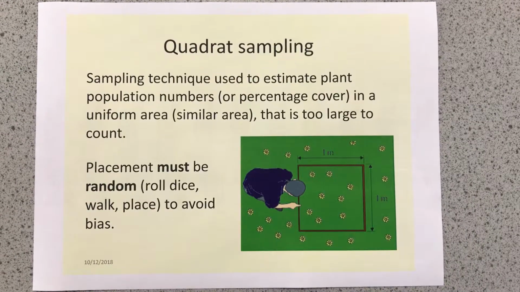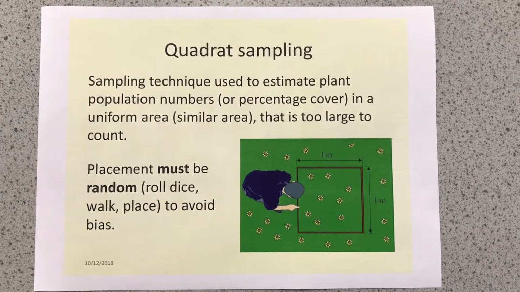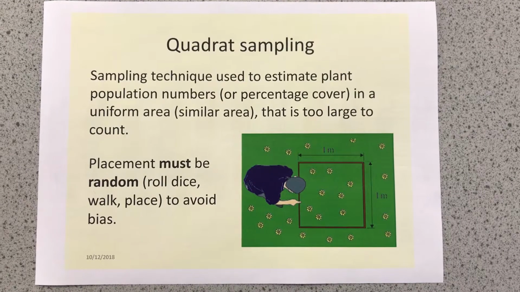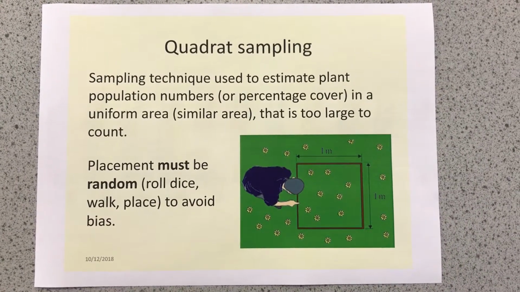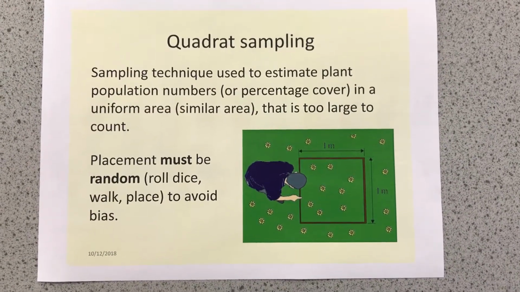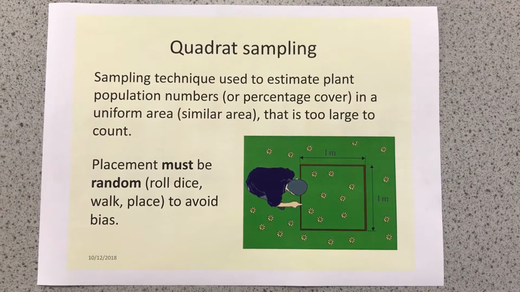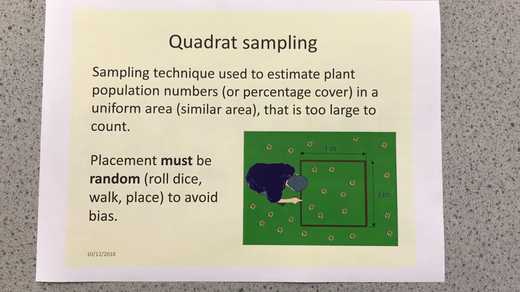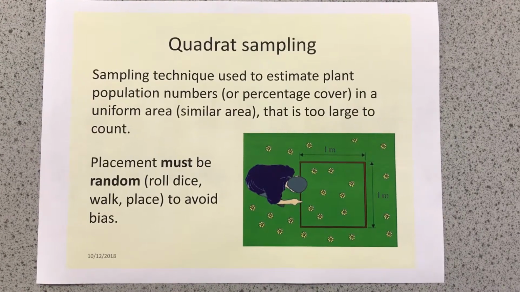This video is looking at the required practical from the topic B7, ecology, and it's one of two videos looking at sampling techniques. This one is looking at quadrat sampling. We use quadrat sampling when we have a regular area, so it's an area that's uniform, similar across the whole area, and we can use the technique to estimate plant population numbers, or also look at percentage cover. And it's an area that's too large to count everything, so we need to use a sampling technique.